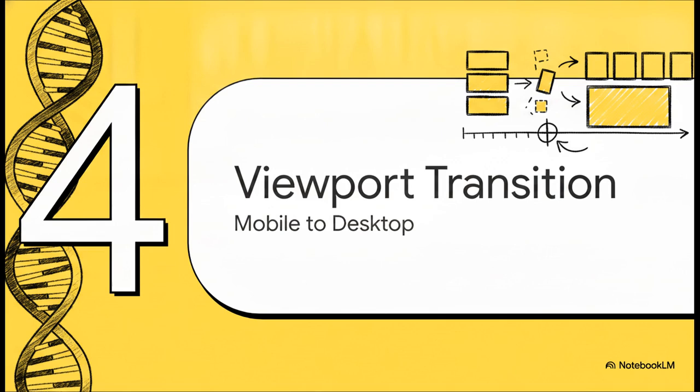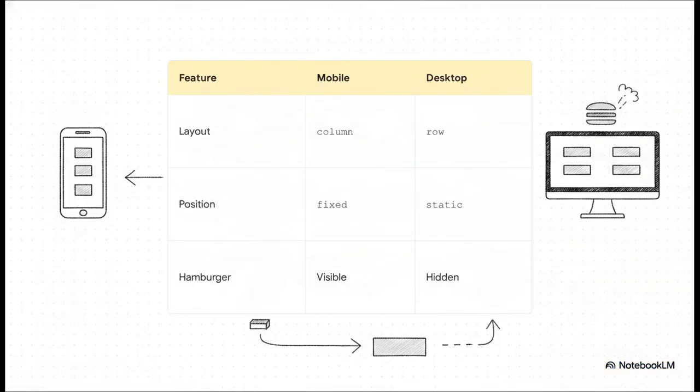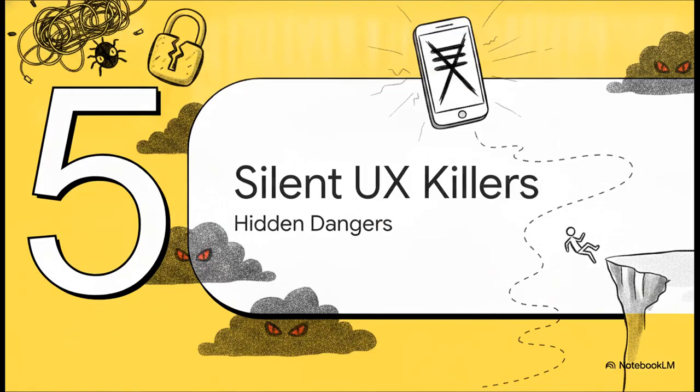Section 4, transitioning the viewports. Watch what happens to the layout blocks right when the screen breakpoint hits exactly 768 pixels. Look at this specific column for the media query. See how the layout behaves? The flex direction cleanly snaps from a vertical column straight into a horizontal row. There are no messy code overrides, no complex calculations, it just reflows. And the positioning shifts seamlessly from a fixed mobile overlay hovering over your content to a static desktop element sitting normally at the top. The hamburger button just vanishes because it is no longer needed. It is incredibly elegant. Section 5, the silent UX killers.